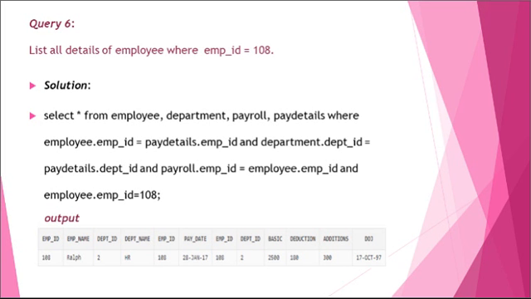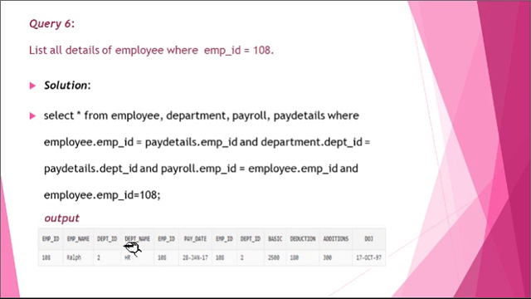That is, employee.employee ID is equal to pay detail.employee ID, and department.department ID will be equal to pay detail.department ID. And for joining payroll and employee tables, I have to give a common condition, that is payroll.employee ID is equal to employee.employee ID, and one more condition, employee.employee ID should be 108, because I only want the information of the employee whose employee ID is 108. Fine.